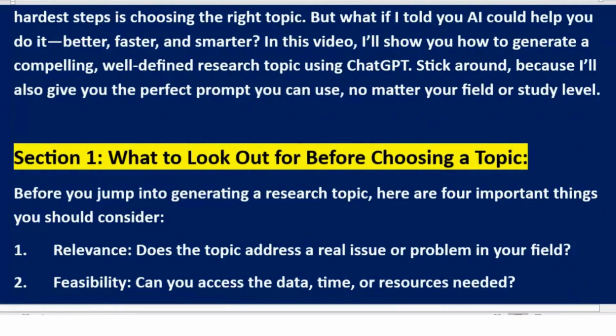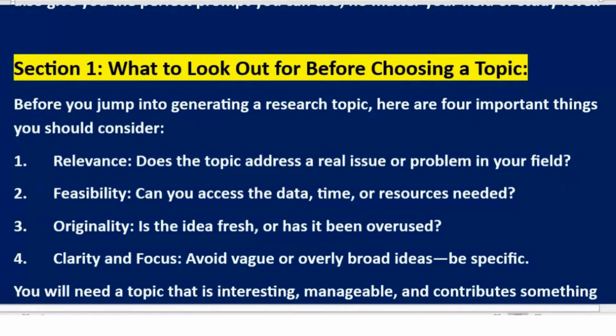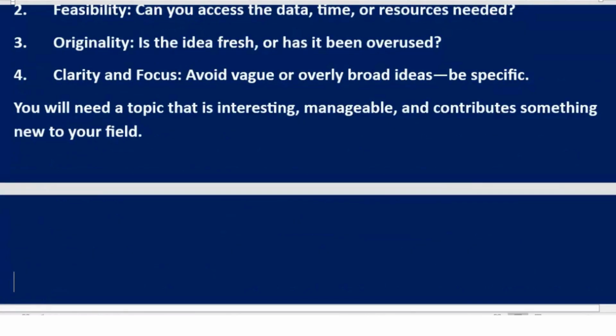Section 1. What to look out for before choosing a topic. Before you jump into generating a research topic, here are 4 important things you should consider. 1. Relevance. Does the topic address a real issue or problem in your field? 2. Feasibility. Can you access the data, time, or resources needed? 3. Originality. Is the idea fresh or has it been overused? 4. Clarity and focus. Avoid vague or overly broad ideas. Be specific. You will need a topic that is interesting, manageable, and contributes something new to your field.